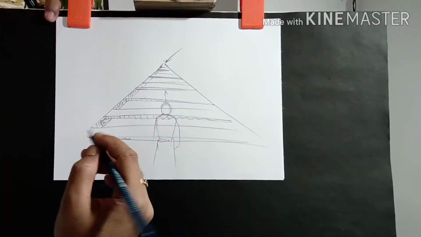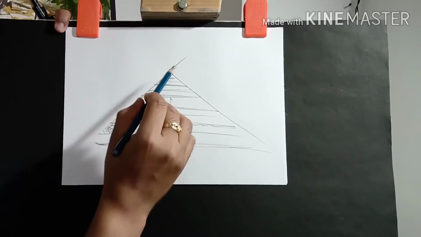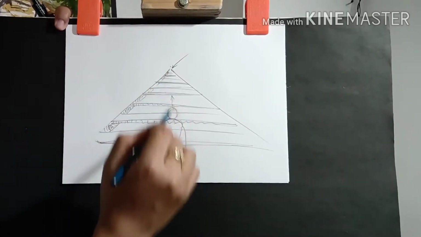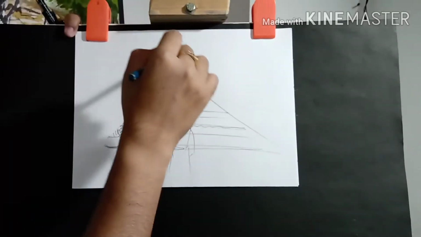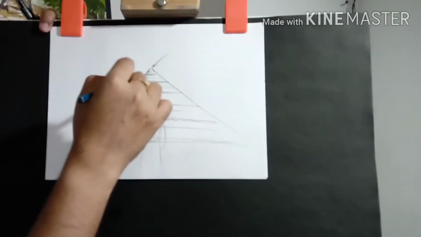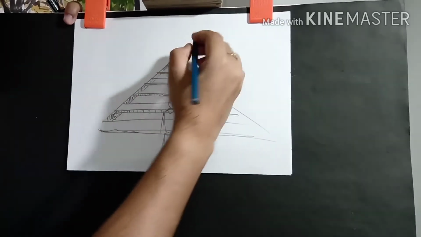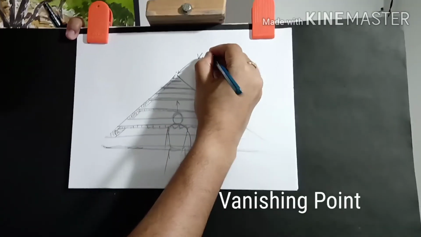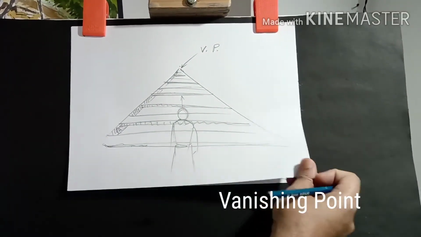So this point, for perspective, we can see this point. But if you want to touch this point and you go there, then again in another place we can see the same point will be created again. So this point is called vanishing point. Okay, so vanishing point is also very important.